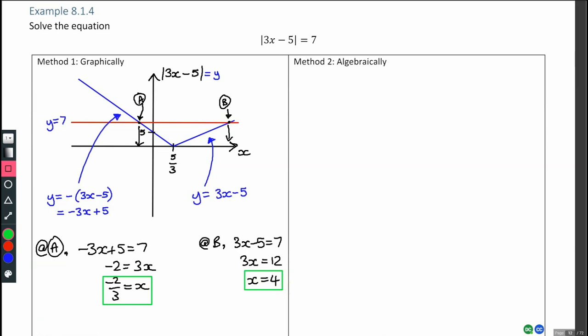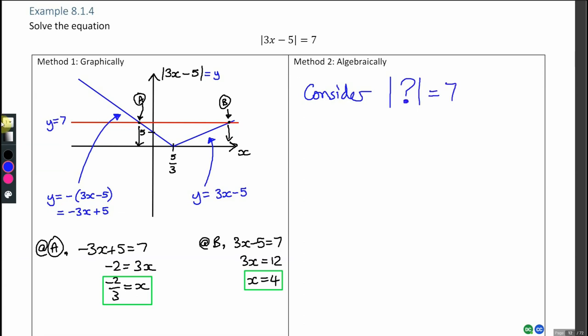Now please make sure you watch the whole of this video. It's useful to understand more than one method for solving a problem. So the second method, which is actually the one I would prefer, is an algebraic method. Now to do this, I'm going to say consider the modulus of question mark equals 7. What could the question mark be? Pause the video if you need to and have a think. What numbers could replace the question mark?